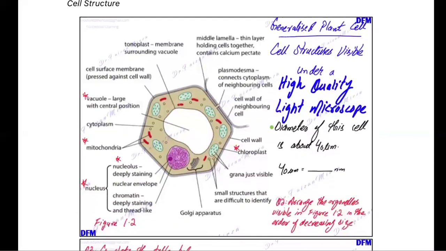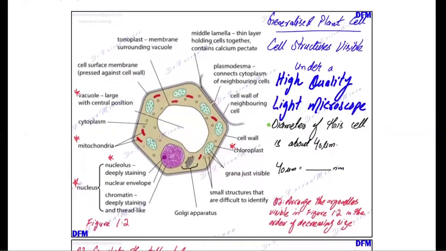When we discuss the generalized plant cell, we see almost the same details there: the nucleus, mitochondria, cytoplasm. We see an additional structure like the vacuole, which is central in position and is pretty large. The membrane of the vacuole is called tonoplast. The cell surface membrane is pressed against the cell wall, so this is an additional feature here.